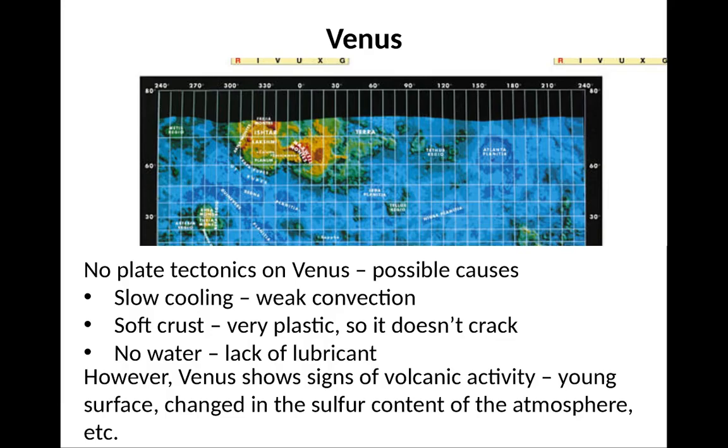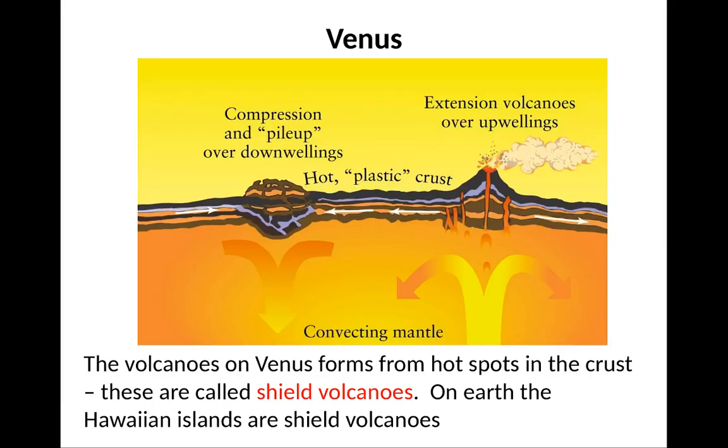However, Venus does show signs of volcanic activity. It has a young surface, without many craters or anything like that. And we also see changes in the sulfur content of the atmosphere, which is indicative of volcanic eruptions.